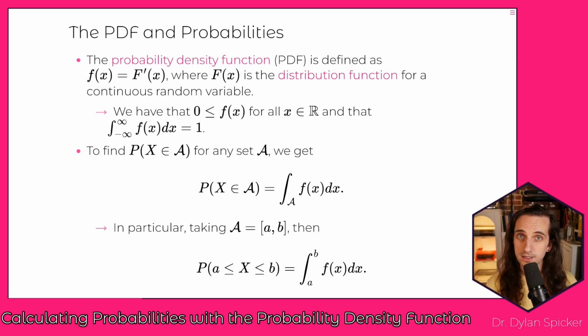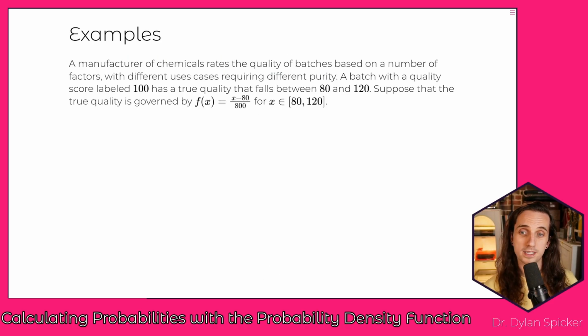So ultimately, when you're using the density function in order to solve for probabilities, what you need to do is turn to integral calculus. You solve these integrals. The integrals that you're solving end up giving you probabilities. So let's look at some examples here.